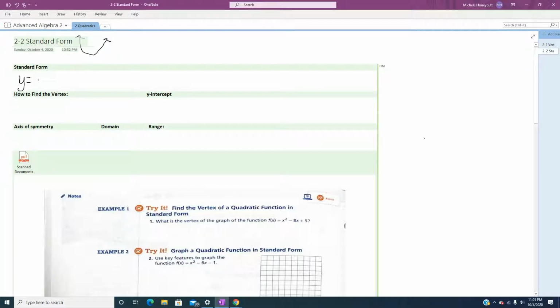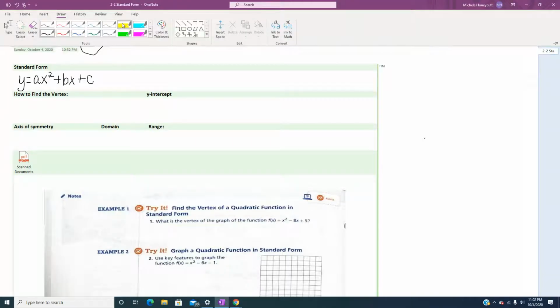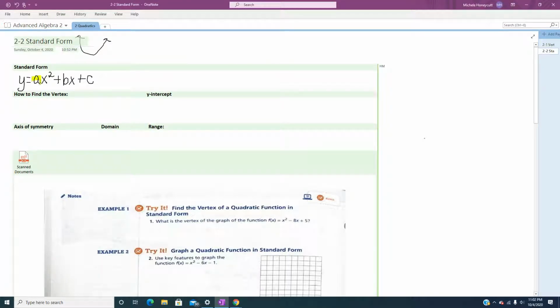y equals ax squared plus bx plus c. And when you're working with the standard form, the a, b, and c are constants. So you'll see a number substitute in for the a, a number substitute in for the b, and a number substitute in for the c. But the x squared, the x, and the y will remain variables. You'll just see numbers in there.